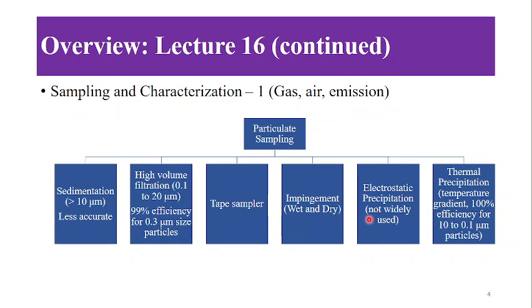Next is the electrostatic precipitation. This is not widely used, but it basically uses electric energy to charge the particles present in the air, and because of the charge, they get collected onto the electrodes. Next is the thermal precipitation. This is like electrostatic precipitation, but it uses temperature instead of the electric charge. Based on the difference in temperature, the particles are taken from a hot plate to a colder plate. They move towards the cold plate because of the temperature gradient created, and it has a very good efficiency.